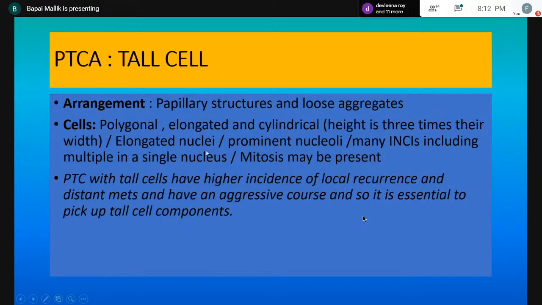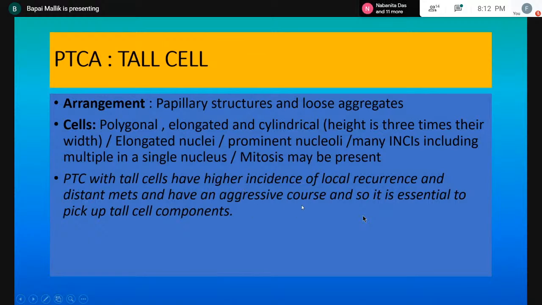So you try to look at that. They have elongated nuclei, may have prominent nucleoli. That's pretty interesting. But fortunately, most of them or all of them show many intranuclear cytoplasmic inclusions. That is exactly what our experience was when we looked at a number of these cases and we published it. And this is one variant where mitosis may be present. The important fact is that papillary thyroid carcinoma with tall cells have a higher incidence of local recurrence and distant metastasis, and they may have an aggressive course.